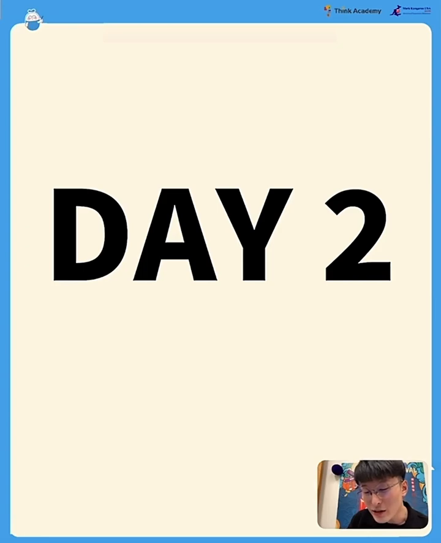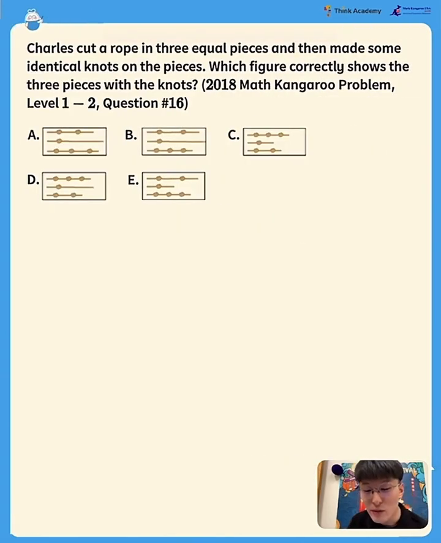Today we are going to do a pattern. Let's start with a really interesting one. Again, I will give you some time to read the question, and otherwise I'm going to read the question for you for a better understanding. Charles cut a rope into 3 equal pieces and then made some identical knots on the pieces. Which figure correctly shows the 3 pieces with the knots? So this question is essentially asking which one is the correct one.